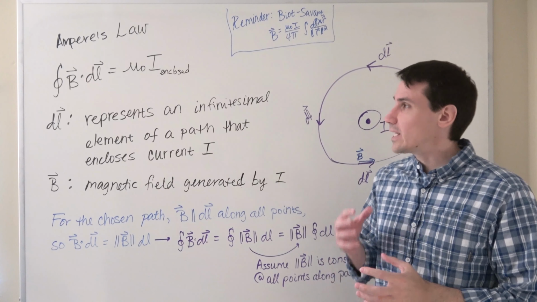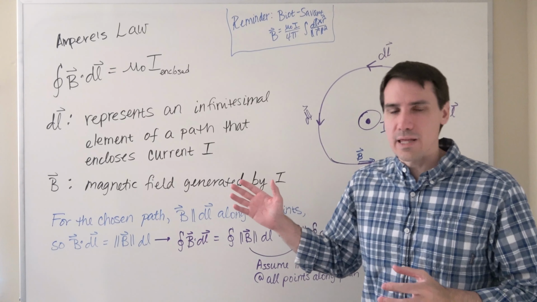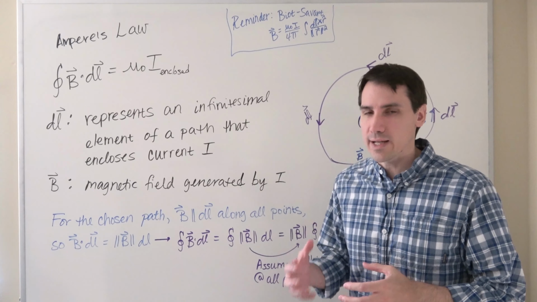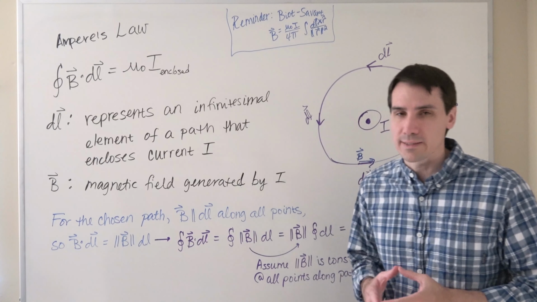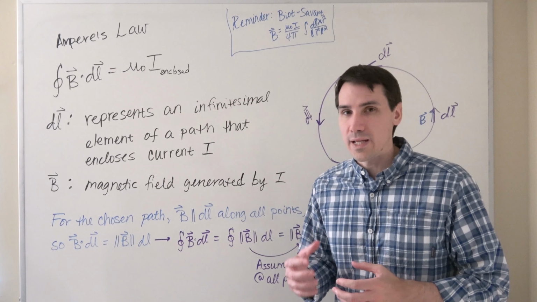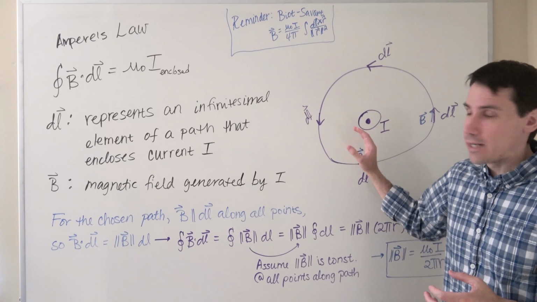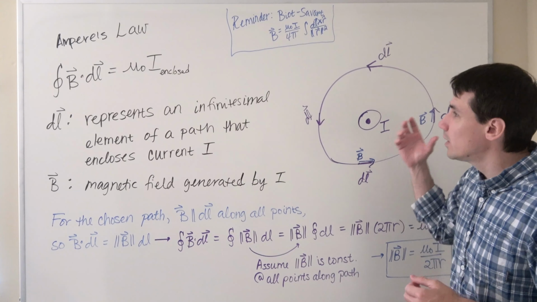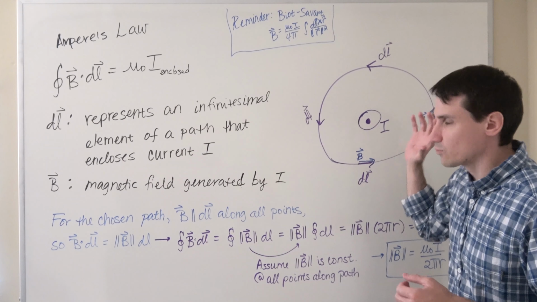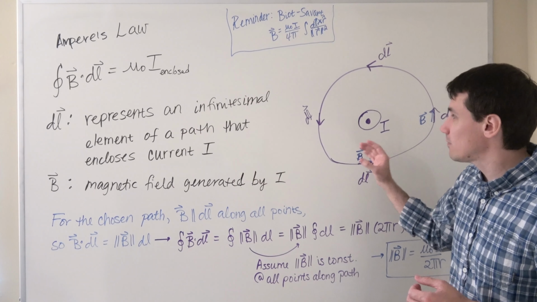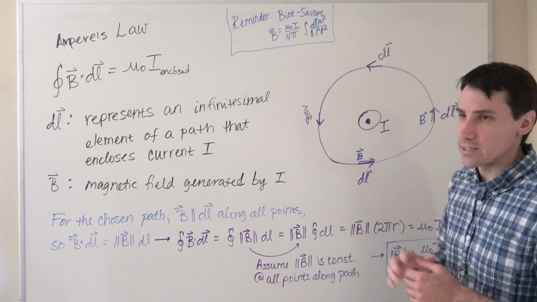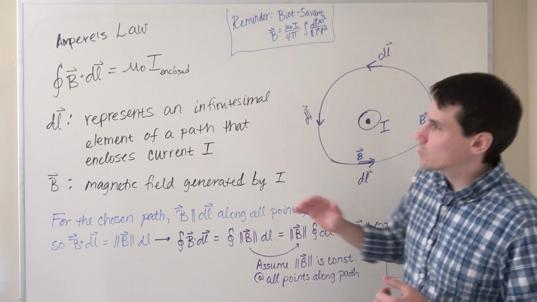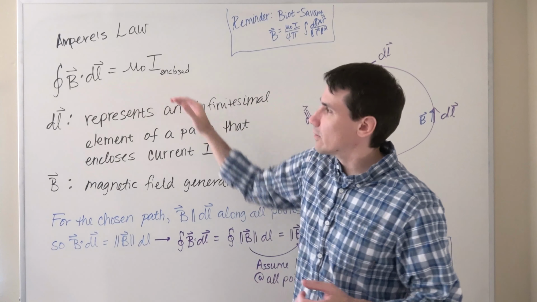In this video, we're going to introduce Ampere's law, and then we're going to use Ampere's law to find out the magnitude of the magnetic field surrounding a long, straight wire. So in this case, I have a wire with current coming straight out of the board. We're going to try to use Ampere's law to derive the magnitude of the magnetic field around this wire. Okay, so Ampere's law is given here.